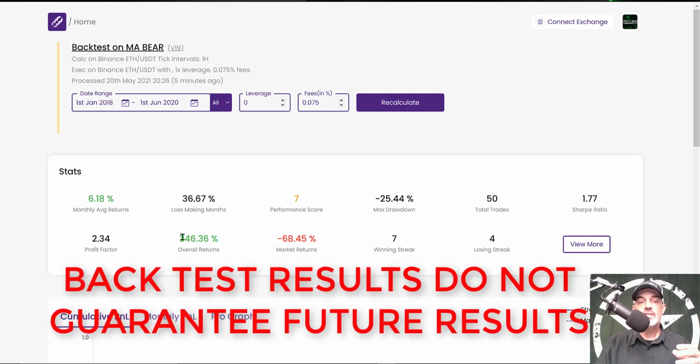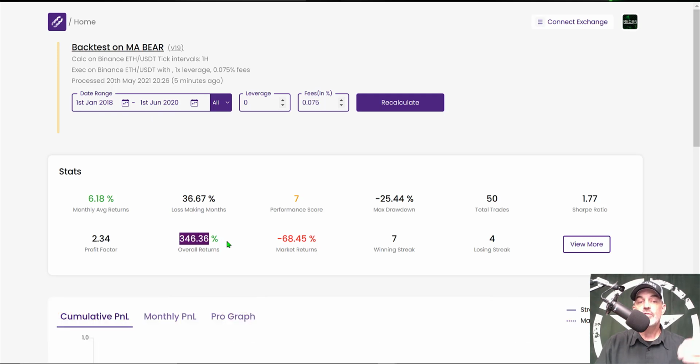But the biggest number that stands out to me during this bear market of 2018 to June of 2020 is the overall returns of the bot were 346%, where the market return, had you just bought and held, would have been negative 68%. And so this strategy absolutely crushed it during a bear market.